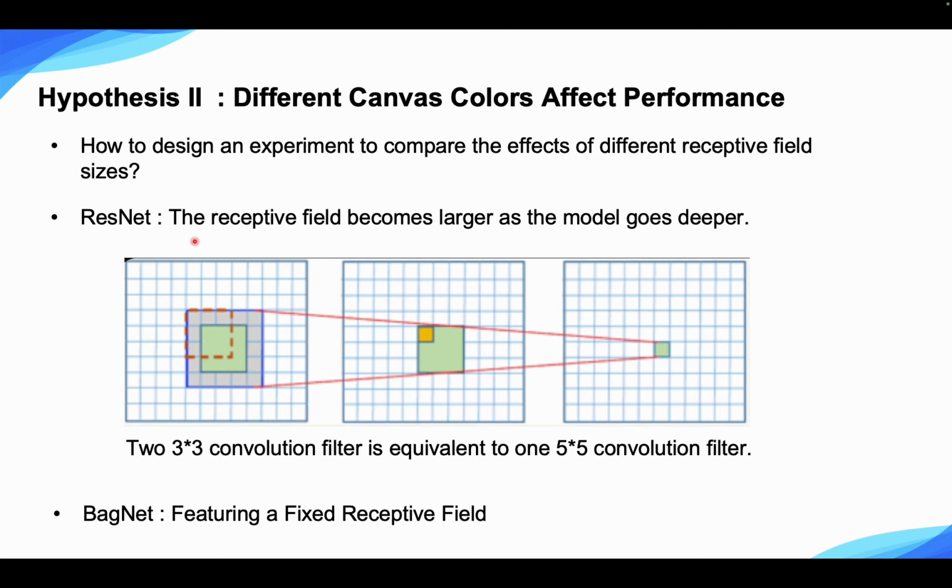So we know that in ResNet, the receptive field becomes larger as the model goes deeper. For example, in this case, 2 convolution layers are equivalent to 1 5 by 5 convolution layer. So this pixel is from a 5 by 5 region here. So we can simply use a 5 by 5 convolution filter to replace 2 3 by 3 convolution filters. And there is another model architecture called BagNet, which features a fixed receptive field.